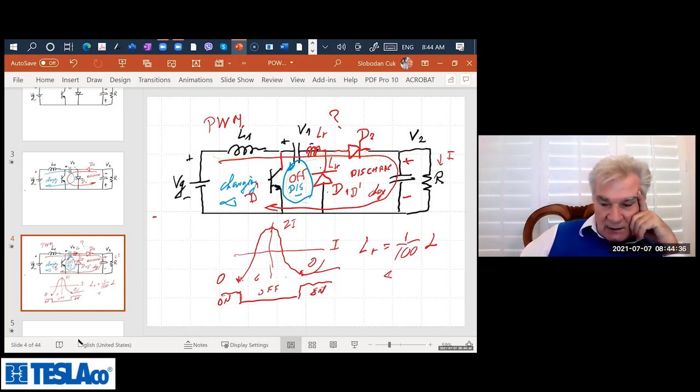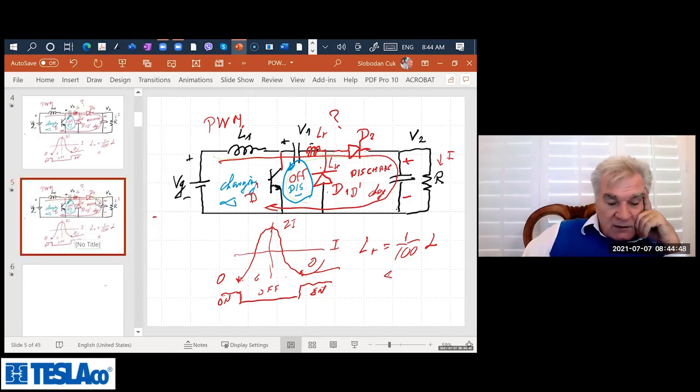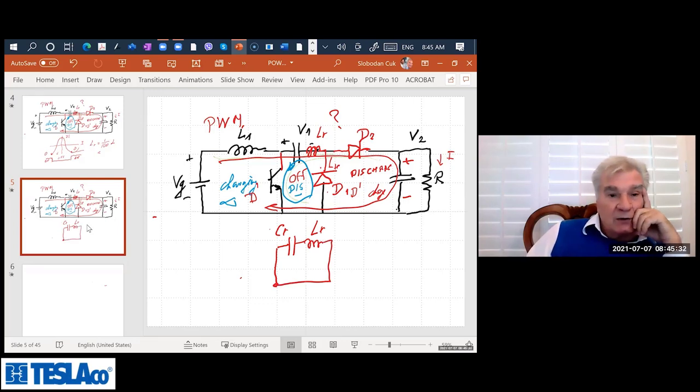The other question, let's not clutter this, and that's a big advantage of what I discuss here. I can do one step at a time. So now, one big advantage of this is this resonance occurs only during the off period. Therefore, what is the resonance circuit? CR, LR, short and short. It's the simplest resonance circuit you can get, right?